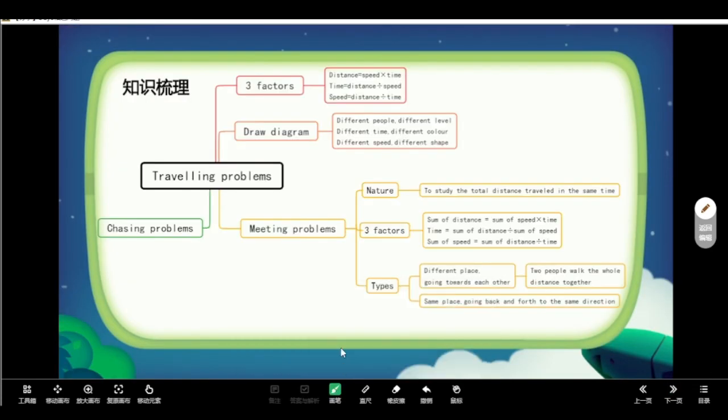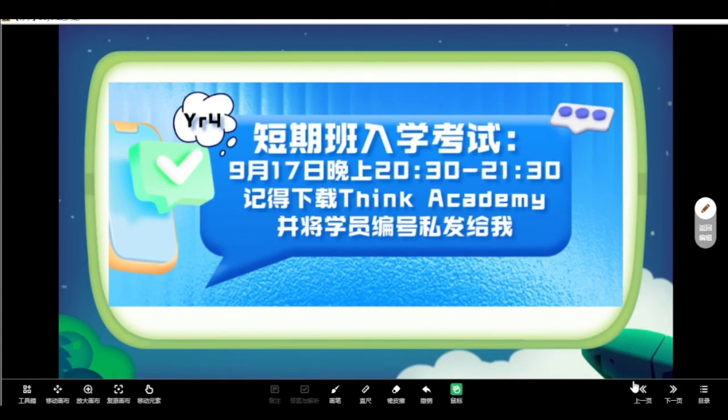And this summary is quite complicated, but actually today we only learned about the meeting problems, that there are 3 factors. If we need to calculate the sum of distance, we need to use the sum of speed times time. And if we need to find time, we need to use the sum of distance divided by sum of speed. And if we need to find the sum of speed, we need to use the sum of distance divided by time.